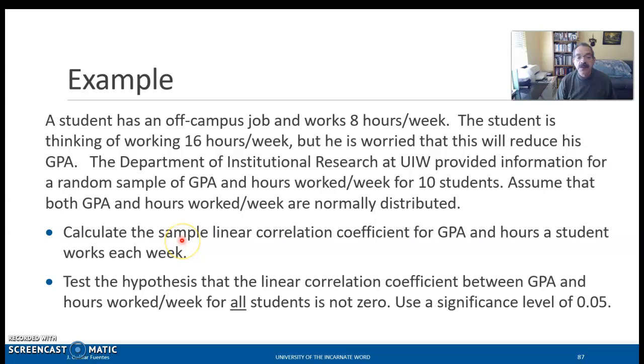We want to calculate the sample linear correlation coefficient for GPA and hours a student worked each week, and we would like to test the hypothesis that the linear correlation coefficient between GPA and hours worked per week for all students is not 0, using a significance level of 0.05. I underline the word all because I'm referring to the population linear correlation coefficient, and we would like to test and find out if it is equal to 0 or not.